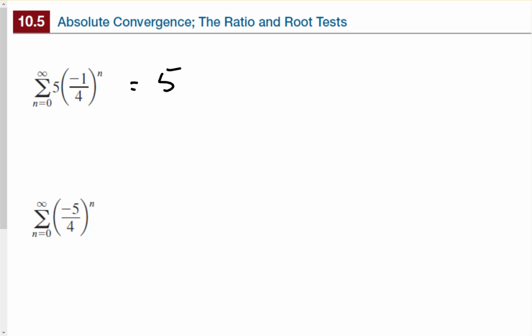And then for our second term, when n is 1, we would have 5 times negative 1/4 to the first. So that would be negative 5/4. When n is 2, negative 1/4 squared will be 1/16. So plus 5/16. Okay, then we have minus 5/64. And this will continue like this.